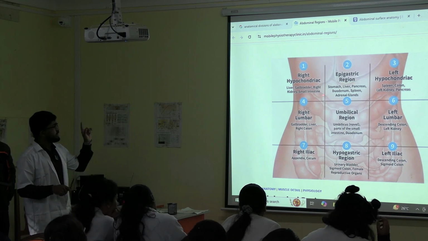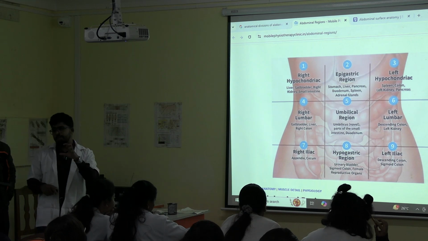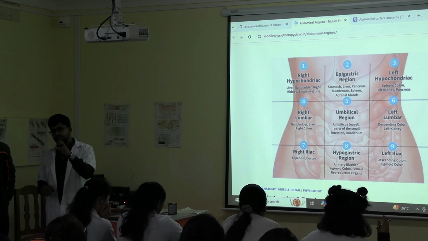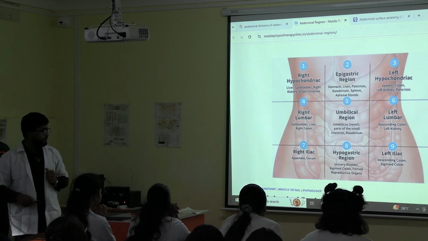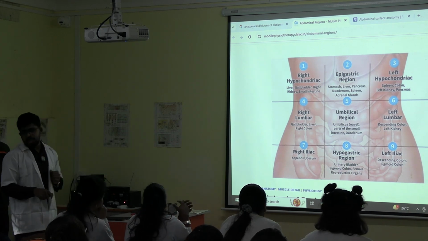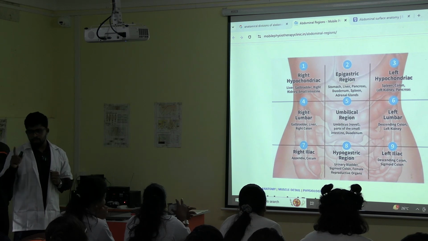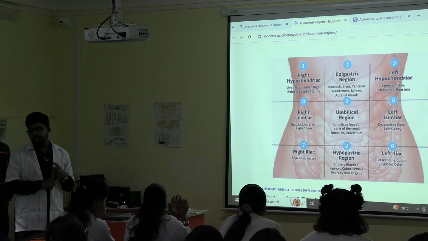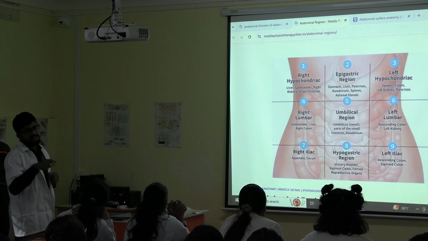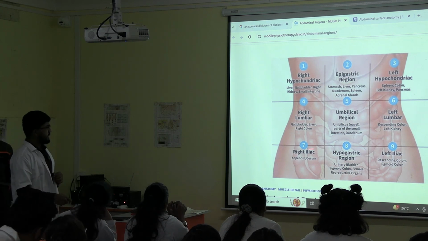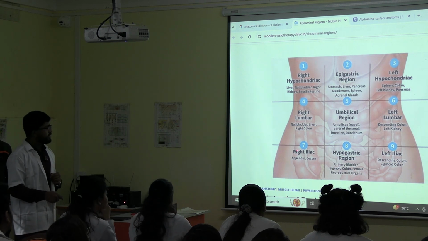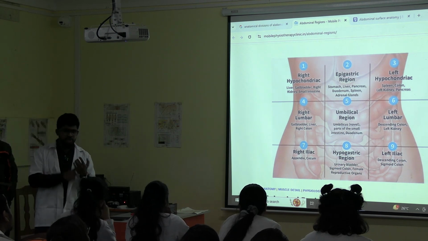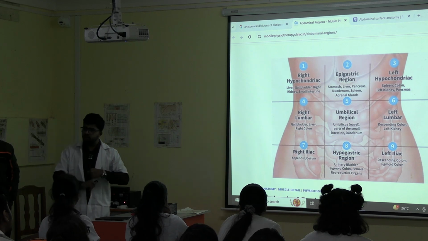But depending on regions, you can examine the patient and write your findings as per the findings of your systemic examination. For example, a patient comes with appendicitis. You definitely know the only region that can be involved is the right iliac fossa. These are basically called fossas, right iliac fossa and left iliac fossa. You definitely know the appendix is situated only in the right iliac fossa.